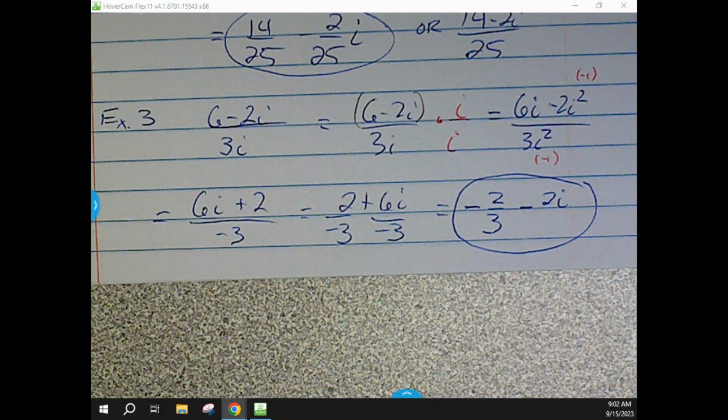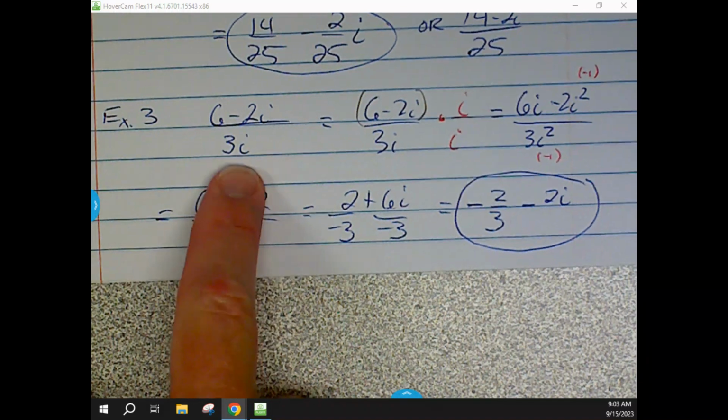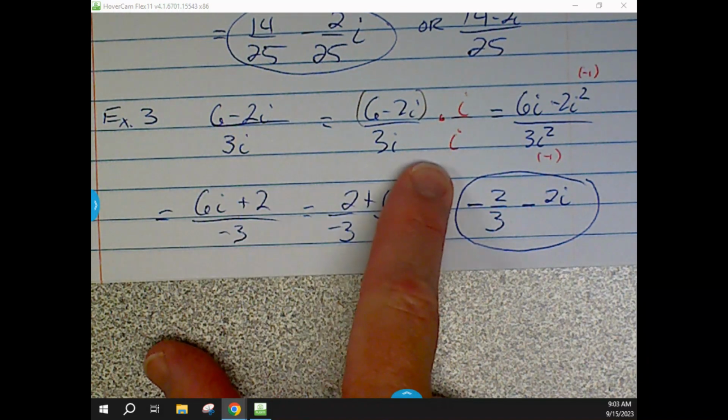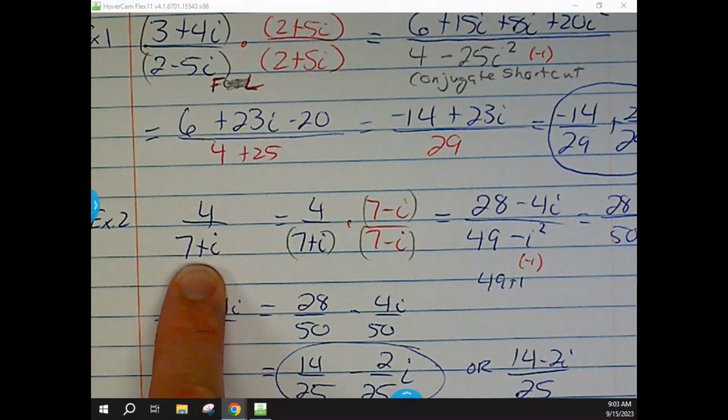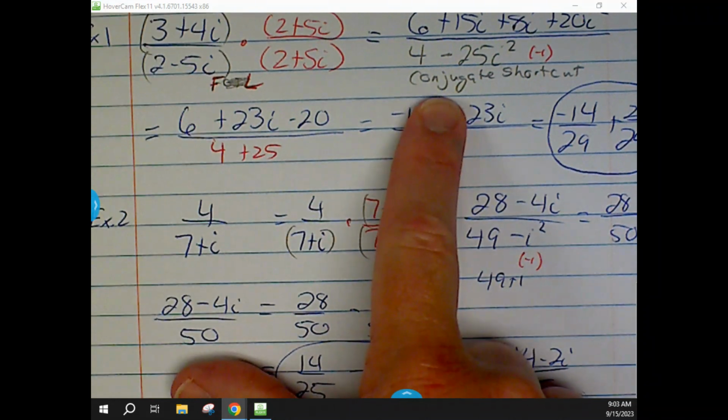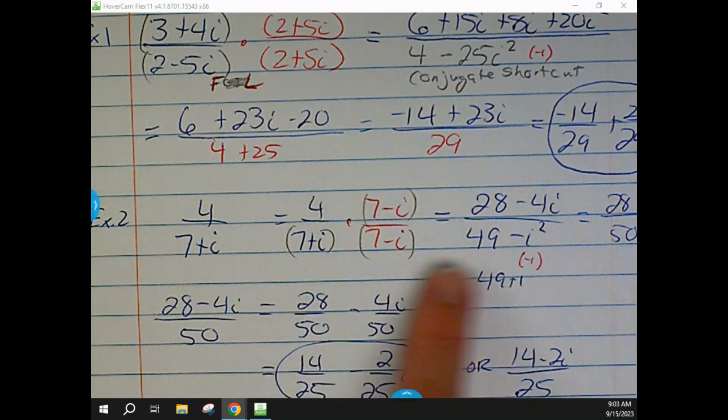Okay, so there's everything on division. And again, it's basically just getting rid of the i variable. If it's just a single term in the denominator, you can just multiply it by i every time. If it's a binomial, if there are two terms in the denominator, you have to multiply by the conjugate. But on the denominator, you at least get the conjugate shortcut. Sometimes the numerator is not bad, it just depends on the numbers and how it's set up.